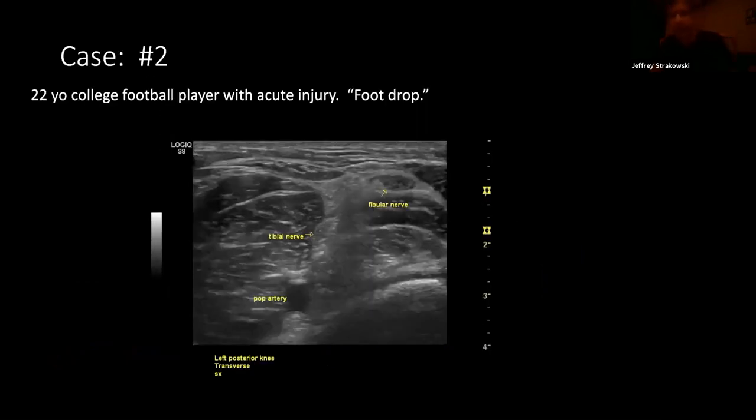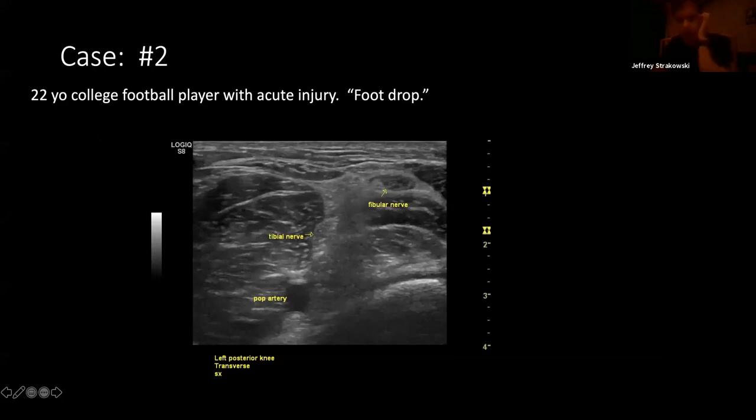So another case. This is a 22-year-old college football player with an acute knee dislocation. He was an NFL prospect. Afterwards, he has foot drop. And when an electrophysiology study was done, there was no function of the fibular nerve and the tibial nerve was normal.